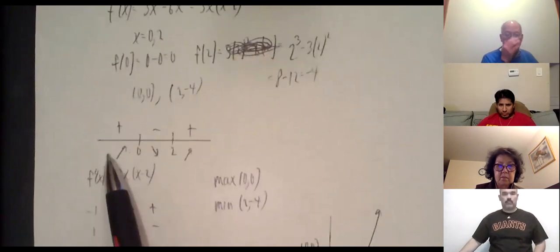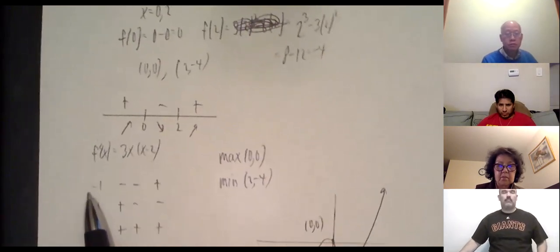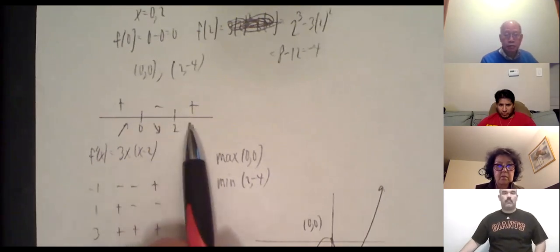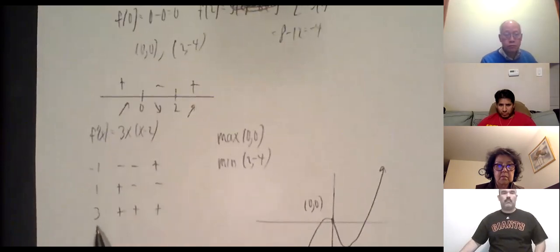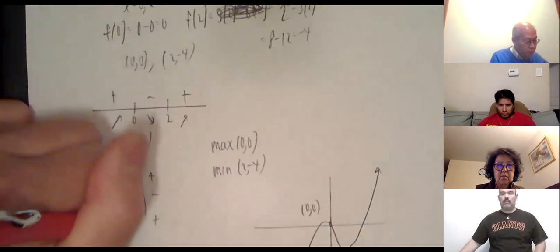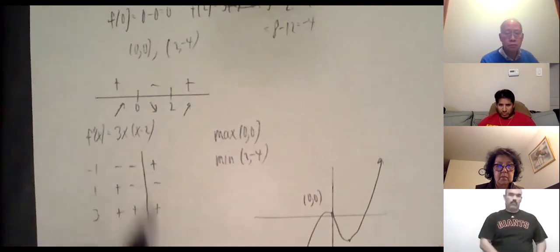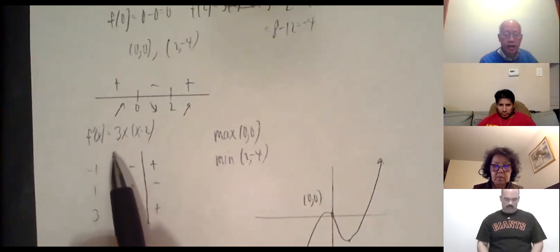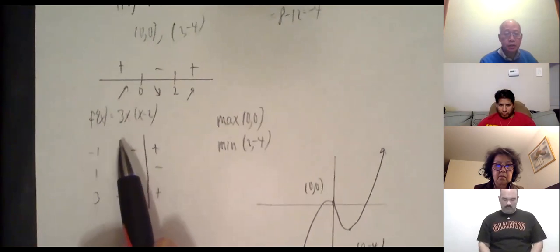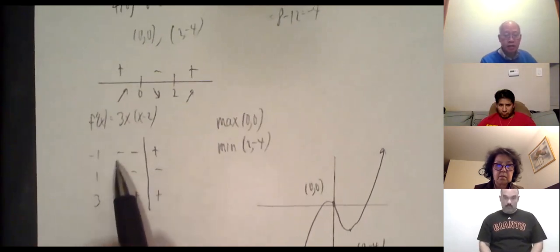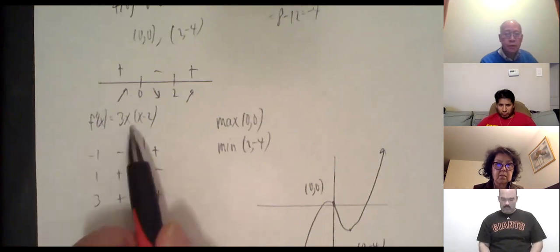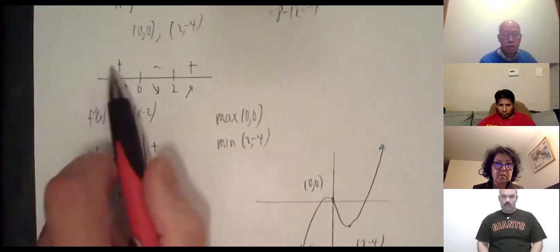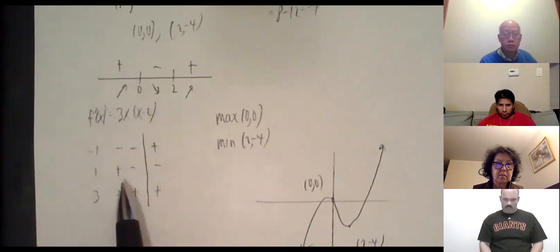So I pick a number over here, like negative 1. I pick a number here, like 1. I pick a number here, like 3. I should actually draw a separation here. Yeah, that's a little bit better. All right, so I plug negative 1 into the derivative. I don't need the exact value, I just need the sign. So 3 times negative 1 is negative. Negative 1 minus 2 is negative. Negative times a negative is positive. So I put a plus on this region over here.